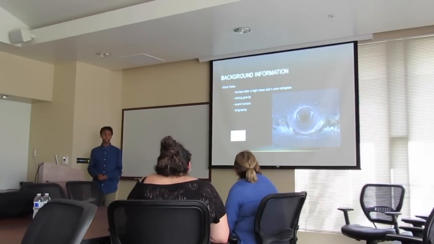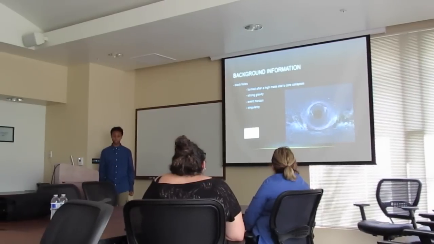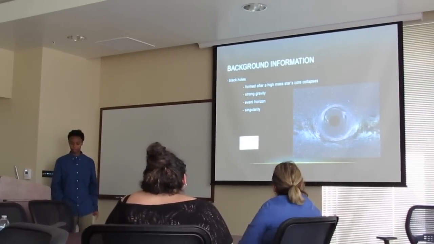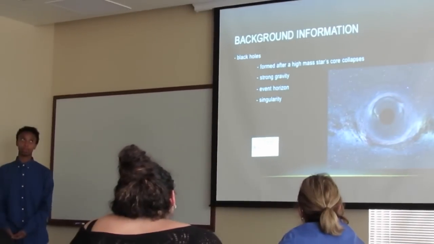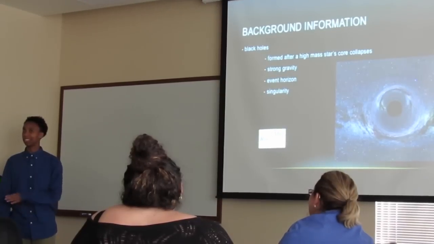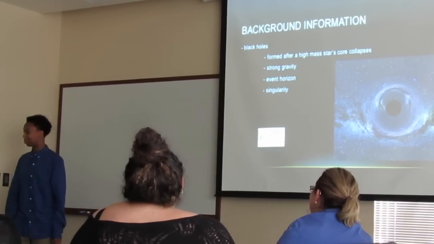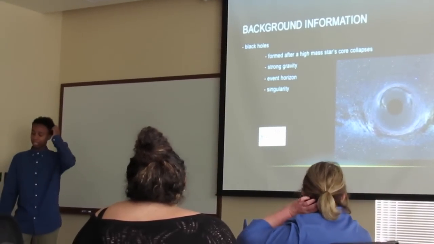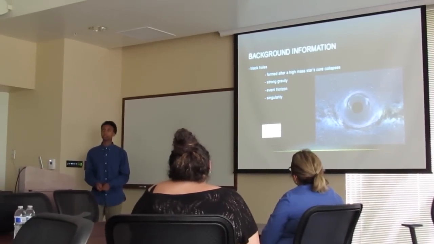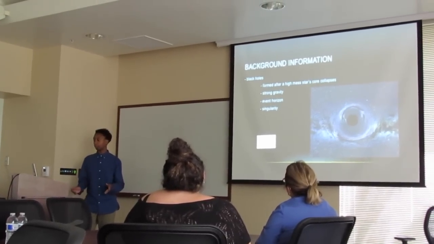Okay, here's some background information on black holes. They are formed after a high-mass star's core collapses, and the star must be at least about 8 solar masses, so that song, Black Hole Sun, is not accurate. The Sun can't turn into a black hole. So black holes have high mass and low radii.